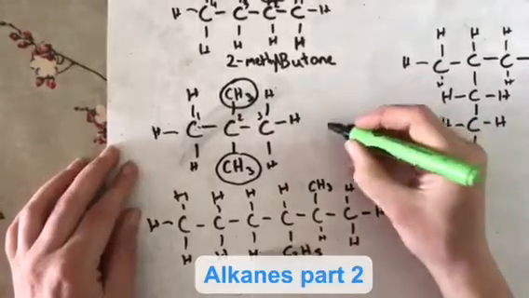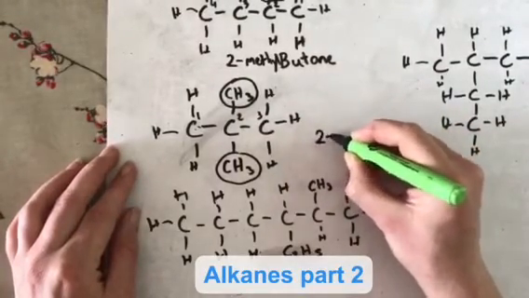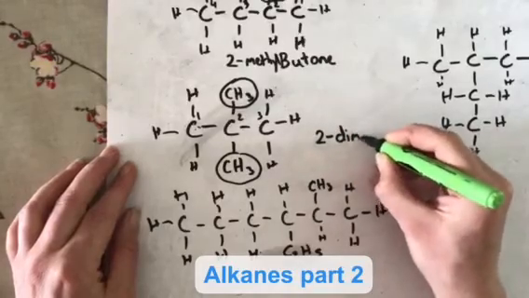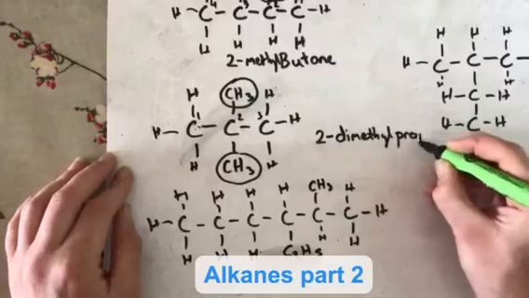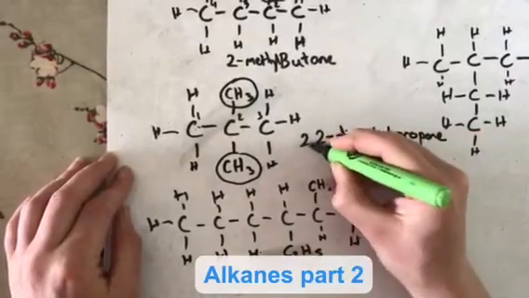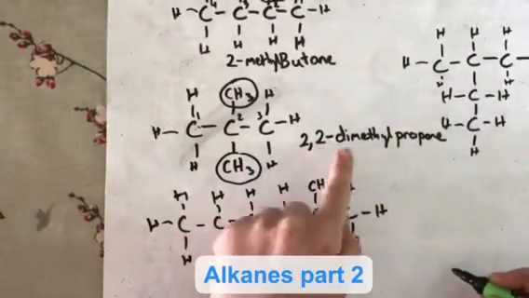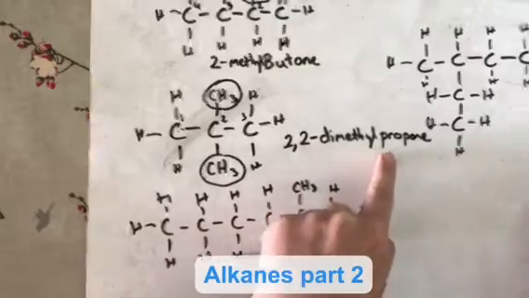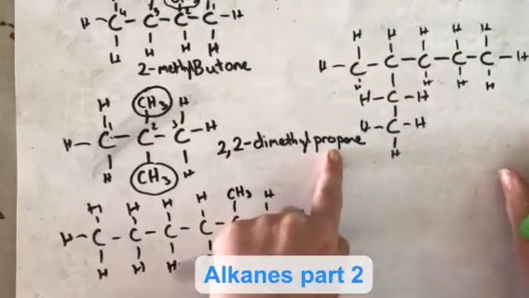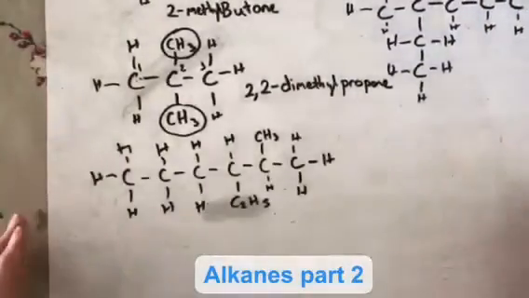So I'm just going to move this out a little bit so it's easier. It's going to be 2,2-dimethylpropane. That's telling you that there are 2 methyl groups there, that they're both on the 2nd carbon, and that your longest carbon chain is 3. So I'm hoping this is starting to get a bit clearer. Now let's look at the next one.